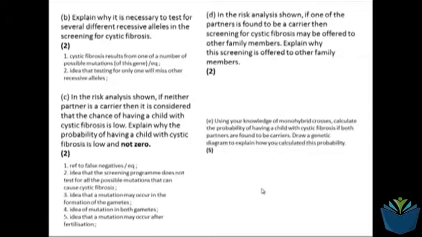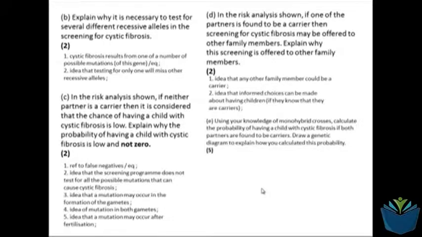D. In the risk analysis shown, if one of the partners is found to be a carrier, then screening for cystic fibrosis may be offered to other family members. Explain why the screening is offered to other family members. Well, for instance, they want to know whether they're a carrier, and therefore they can make an informed decision about the action they want to take in the future. So whether they want to have children, or whether they want to check that the person they're having children with might also be a carrier.